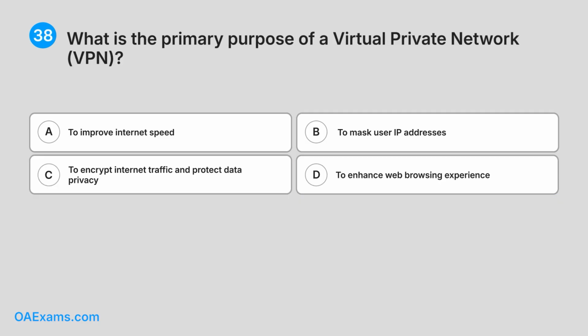38. What is the primary purpose of a virtual private network? A. To improve internet speed. B. To mask user IP addresses. C. To encrypt internet traffic and protect data privacy. D. To enhance web browsing experience. What do you think is the answer?